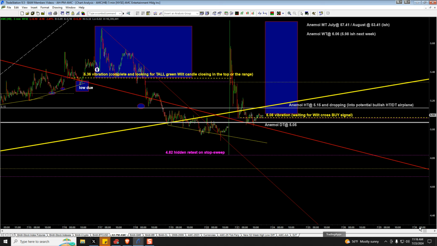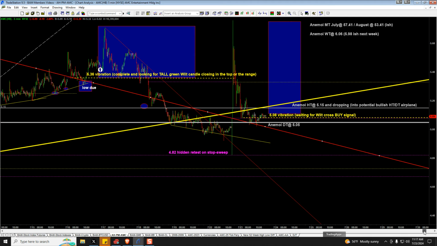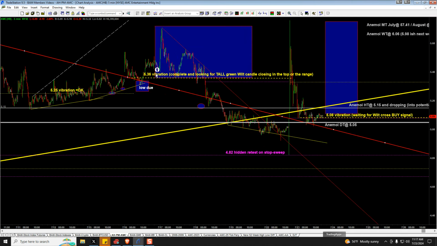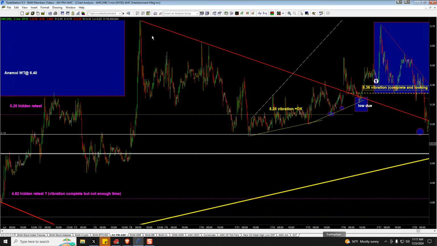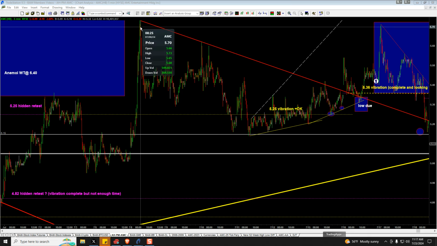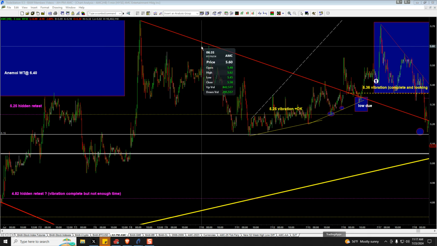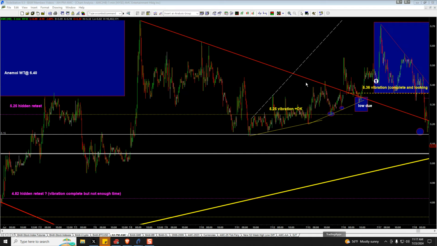So that's the setup. If you guys want to take a quick look at this red downtrend line, this is the one that we were looking at before to set up that 536 vibration and buy signal that we got. I'll show you the point of origin on that. It's the high that was posted on July the 8th, and then another intraday high on July the 10th.